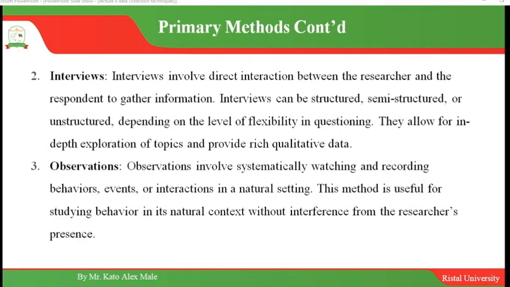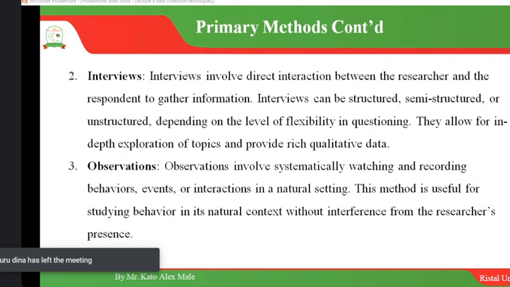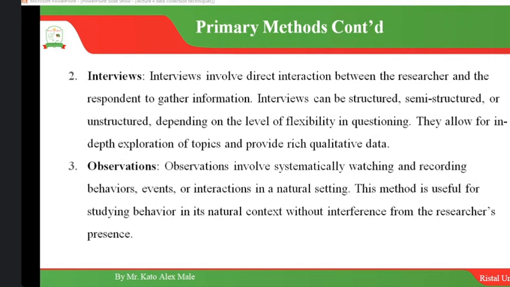Another method is observations. This is where we say that checklists are very important. Whatever you observe, you tick. You observe, you tick. Observations involve systematically watching or recording behaviors, events, or interactions in a natural setting. This method is useful for studying behavior in its natural context, how people behave naturally without interference from the researcher's presence.